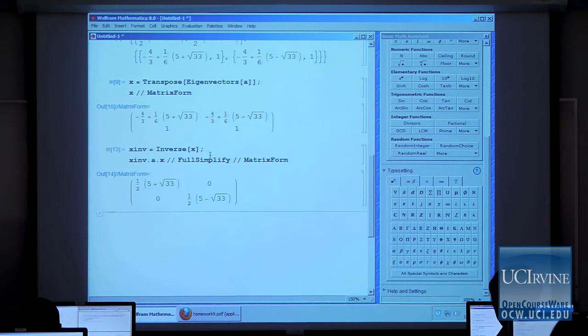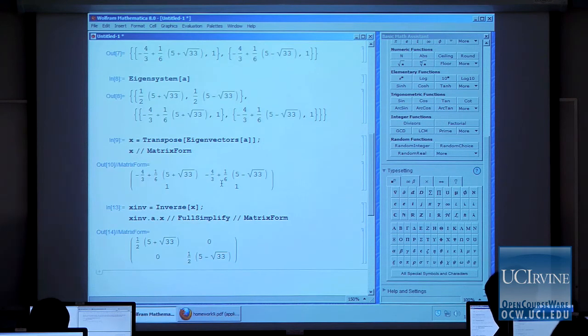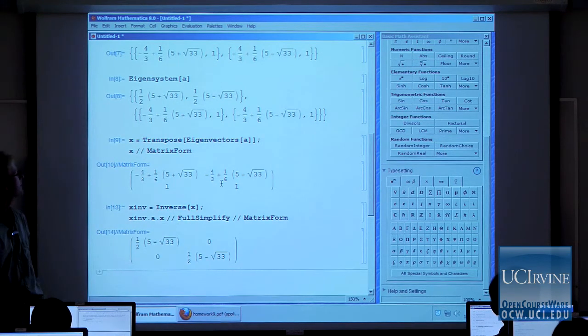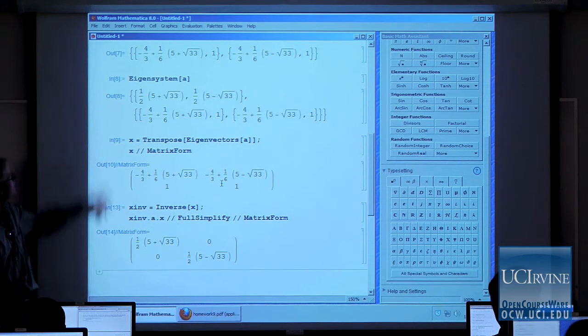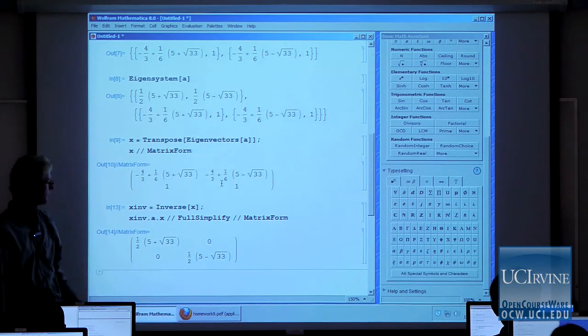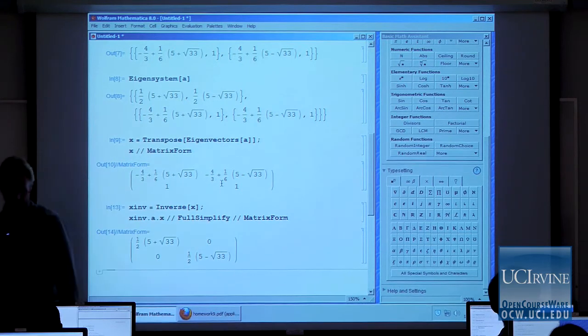Okay, so there you have it. By putting this in here, we force Mathematica to do some algebra to clean things up. As advertised, the 1,1 element is the first eigenvalue, and the 2,2 element is the second eigenvalue. So you see that it works.